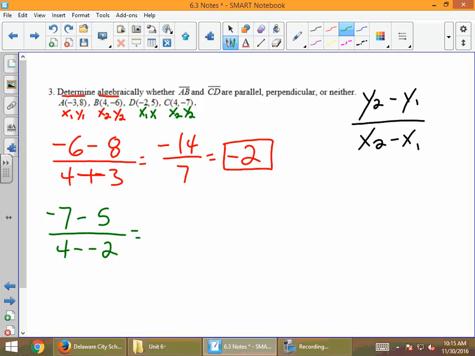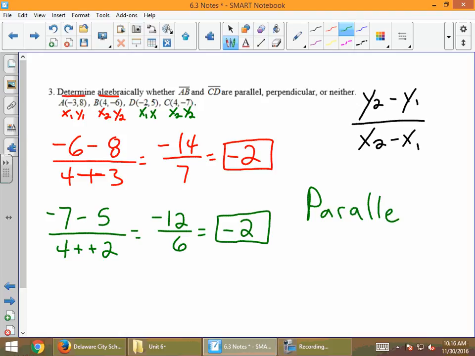I should be well versed at this. -7 minus 5 is -12. Minus negative, positive once again. 4 plus 2 is what's this reduced to? What? -2? What do you notice about these slopes? What do we call it if they're the same? Parallel. So parallel. Parallel. Very good. Or the symbol, for a refresher, just kind of looks like that 11. Two lines side by side.